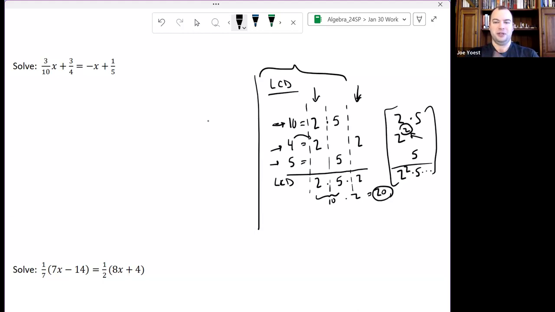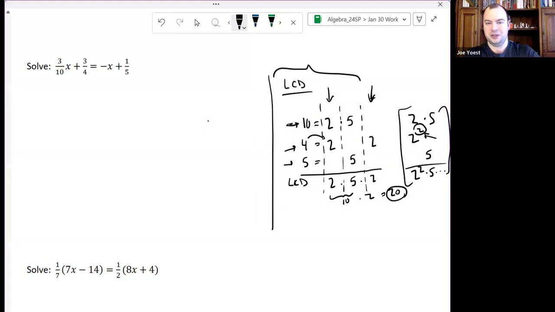If you prefer one over the other, I think the columns is just a little bit more visual, keeps things a little bit more sorted out. But if you prefer the exponents way, that's perfectly fine. Just a note on that.